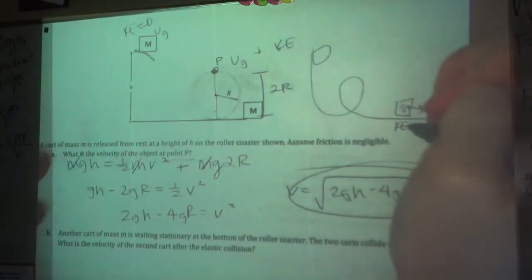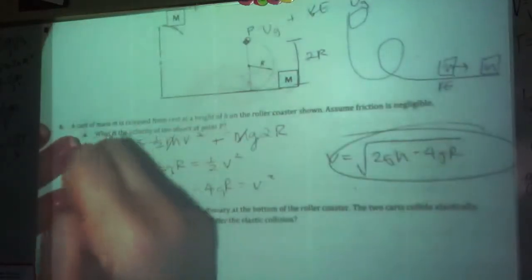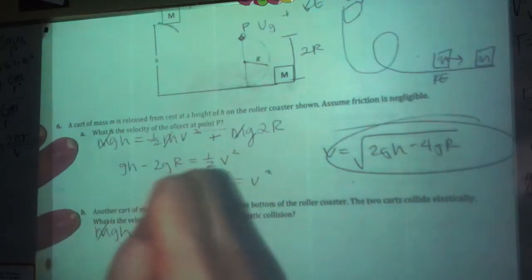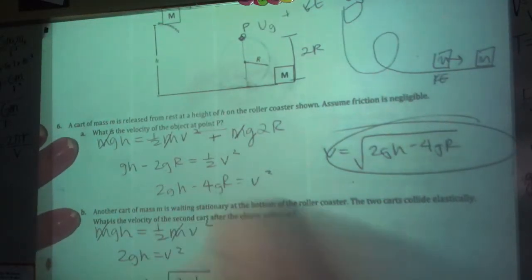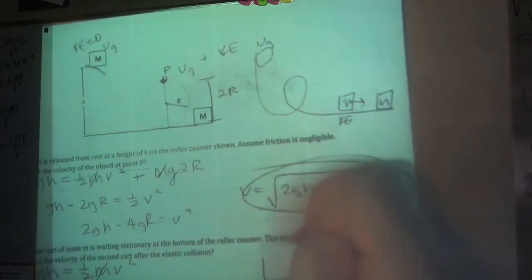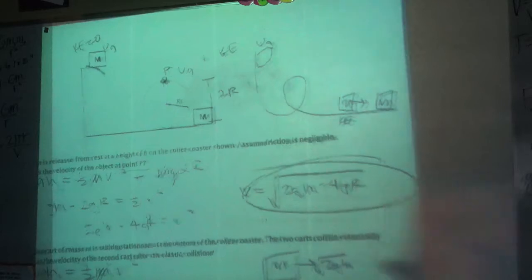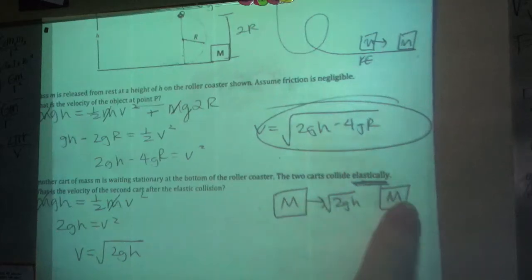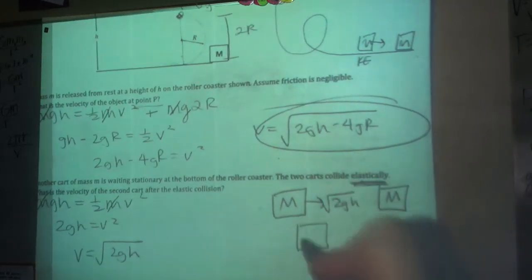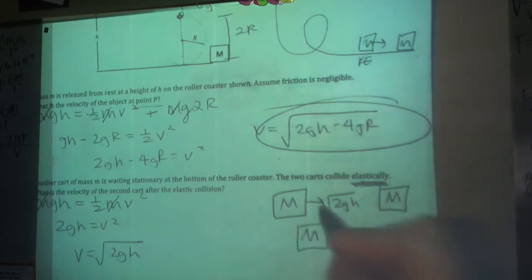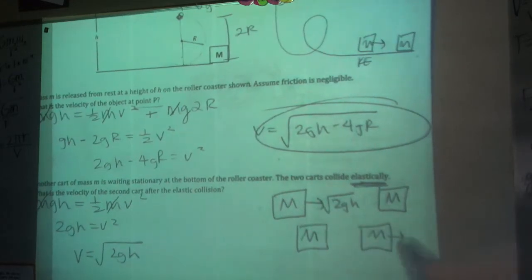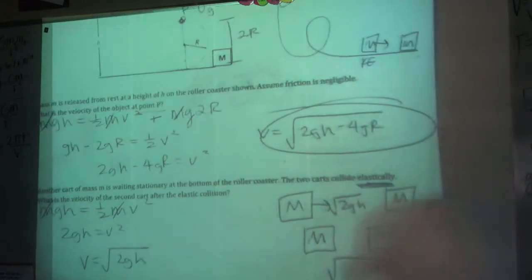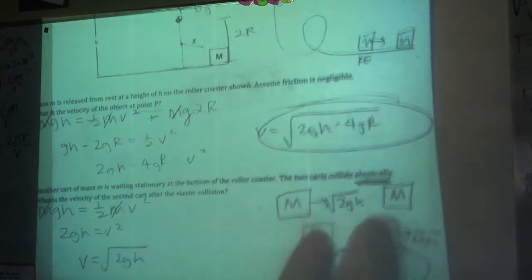At this point, it's all kinetic energy, and it came from all potential up here. So you can just do mgh goes into 1/2 mv squared. Then 2gh is your v squared, so your velocity at this point is the square root of 2gh. So at the bottom, m comes in with square root of 2gh and hits another m. The two collide elastically. When they're equal masses, elastic is a special case where they just switch velocities. So now this one is at rest, and the second mass is going to go off at square root of 2gh. So the velocity of the second cart is just square root of 2gh.